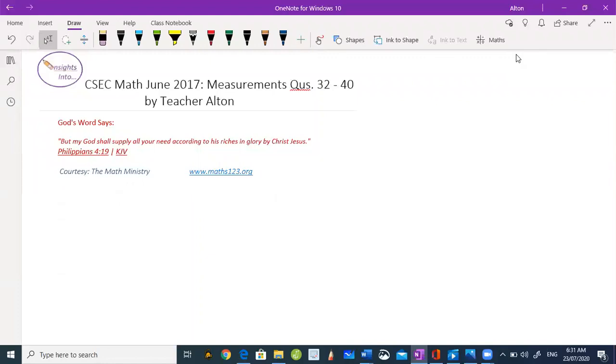So in question number 32, it asks us, how many kilograms are there in 1 ton? And we know the answer to that is 1,000. So question 32, answer C, 1,000 kilogram equals 1 ton.